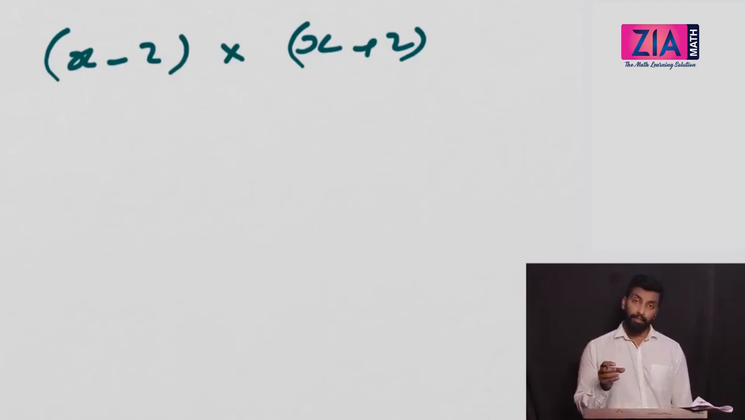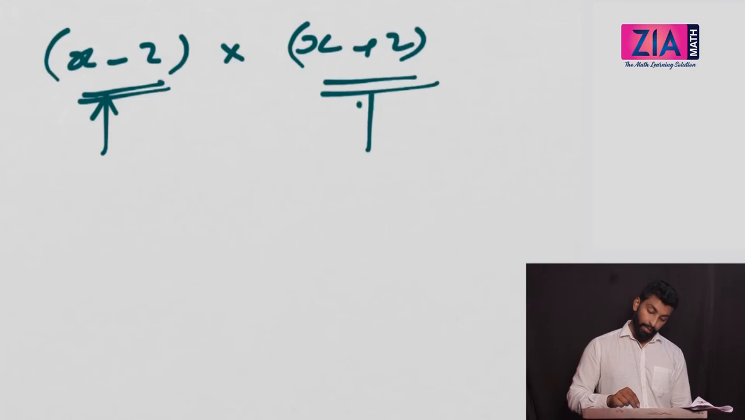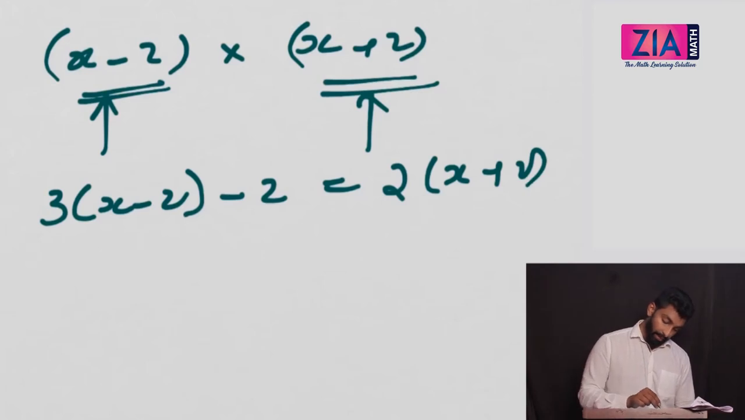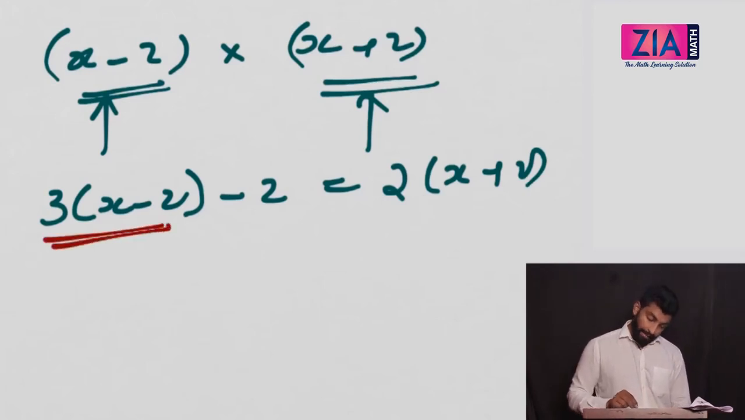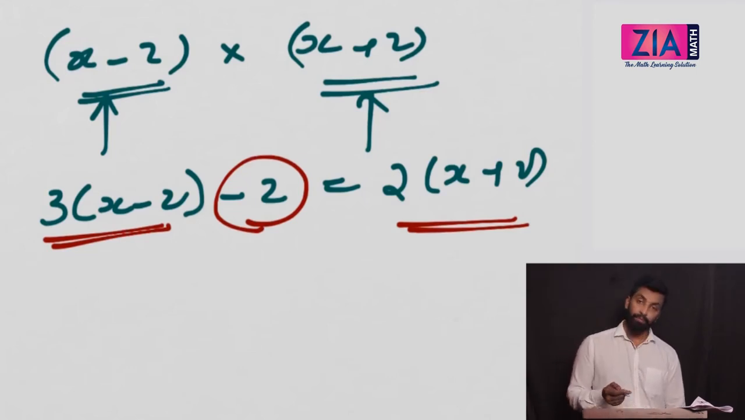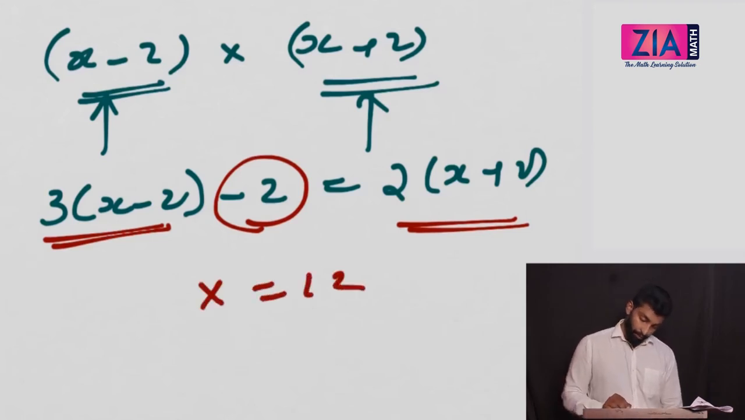Now what they are saying: 3 times the first number, that is x minus 2, exceeds 2 times the third number by 2, right? So I can write it this way: 3 times x minus 2, minus 2, equals 2 times x plus 2. What does it mean? 3 times this number exceeds 2 times this number by 2. So if you subtract 2 from 3 times this number, you will get the last number. If you solve it, you will get x is equal to 12.